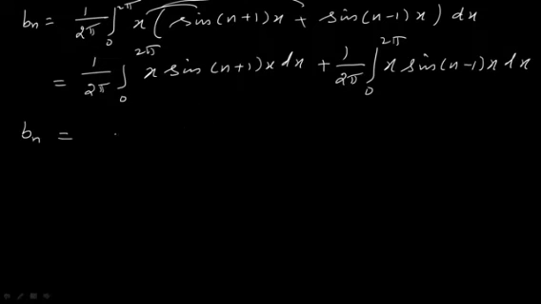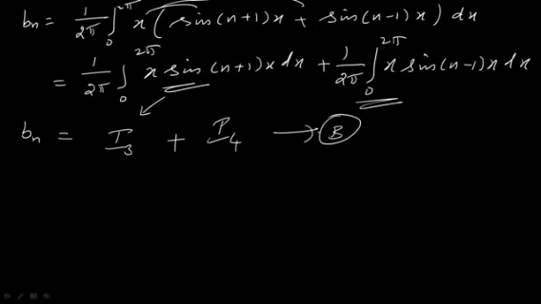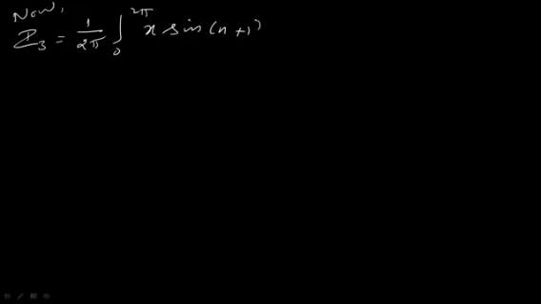So I am going to take this first integral as I3, because I took I1, I2 while calculating an, so I have to take the next as I3 for this integral. I name this integral as I4, and you take this as equation number b. Already I have taken a, so you have to take this as equation number b. So first let me calculate I3. So I3 is equal to 1 by 2 pi integral 0 to 2 pi x sine n plus 1 x dx.